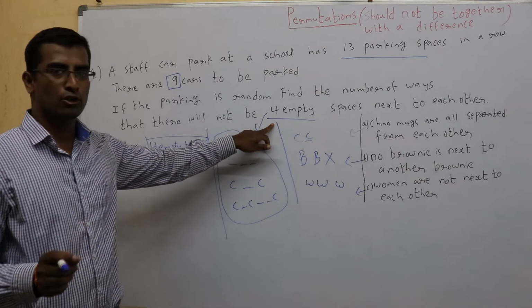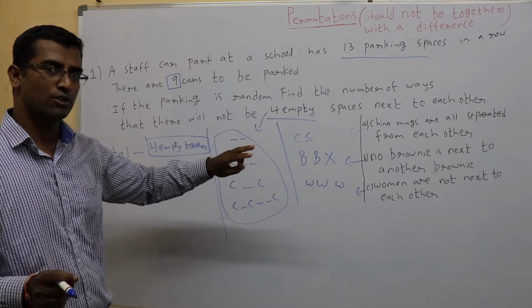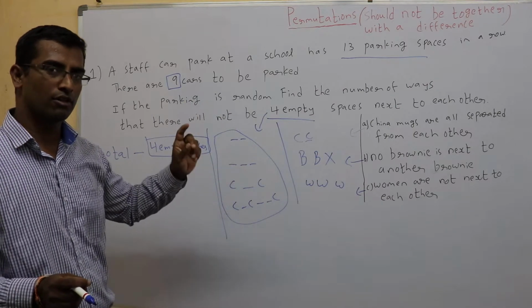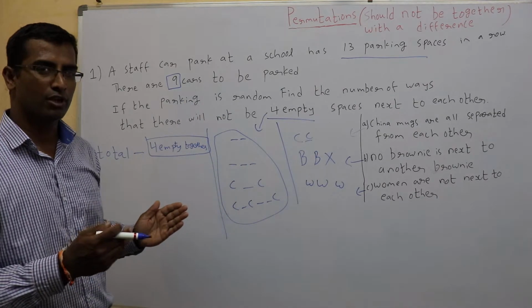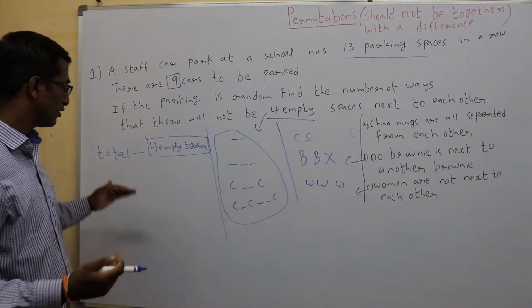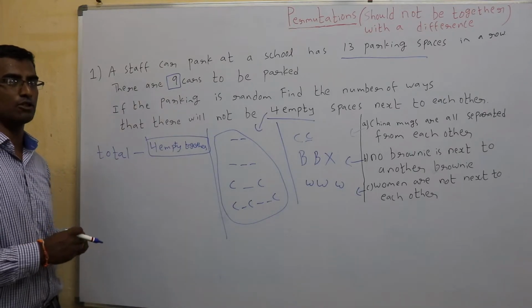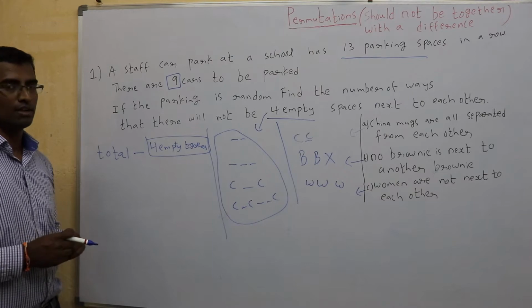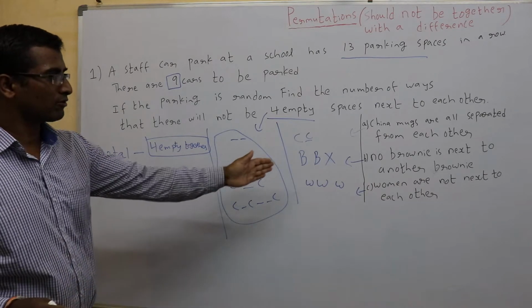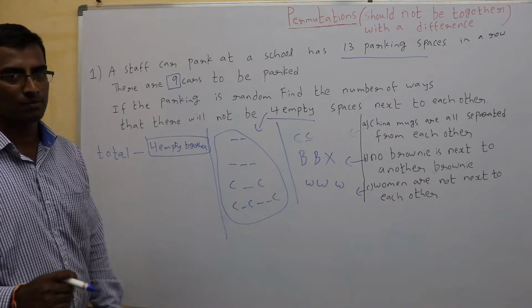4 empty spaces should not be next to each other means 2 can be next to each other, 3 can be next to each other, or 1 can be single. So for these kinds of options, you need to do total minus 4 empty spaces together. Clear? That is the difference between this one and those statements.